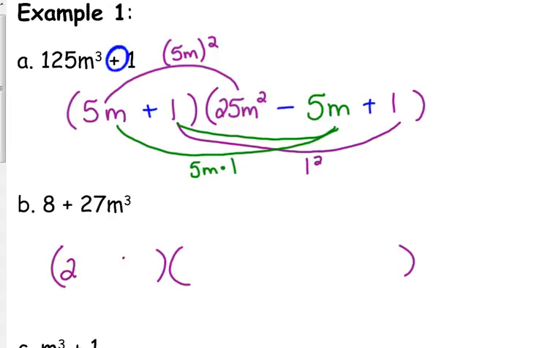Okay, cube root of 8 is 2 because 2 cubed is 8. The cube root of 27 is 3. 3 cubed is 27. And the cube root of m cubed is m.